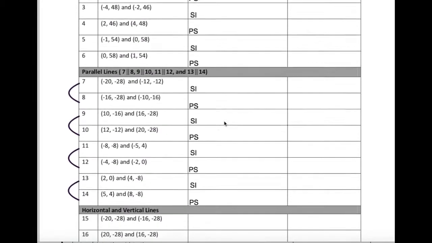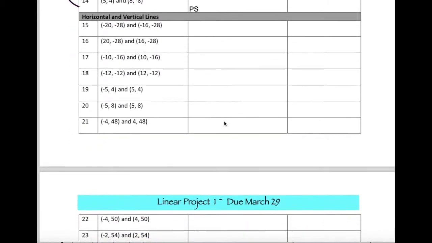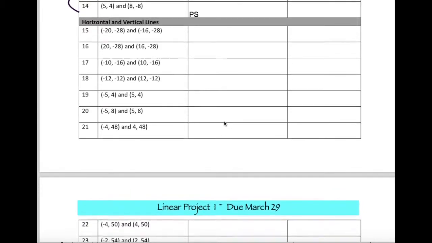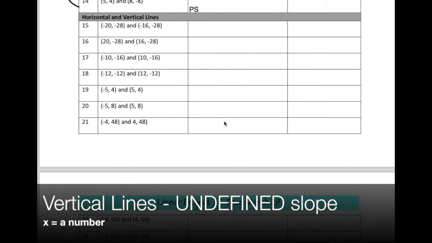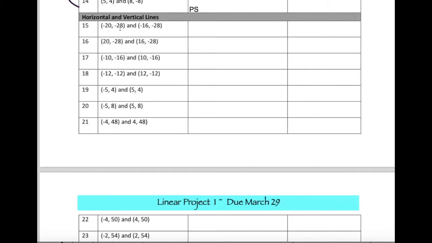I would first of all go to the easiest lines on the entire project, which are the horizontal and vertical lines. Horizontal lines have a zero slope and are in the format of y equals a number. Vertical lines have an undefined slope and are in the format of x equals a number. So, for example, line number 15 has an ordered pair with an x value of -20 and a y value of -28, and a second point with an x value of -16 and a y value of -28.